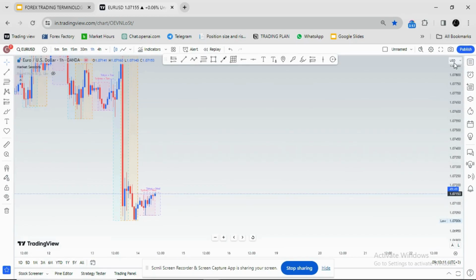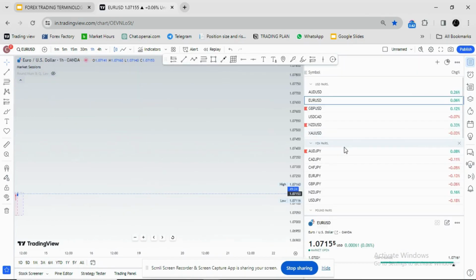Right here you can see the currency we have here is the quote currency. And what this number simply means is that you need $1.0715 to buy 1 euro. Are we together? So you need 1.05155 USD to buy 1 euro.